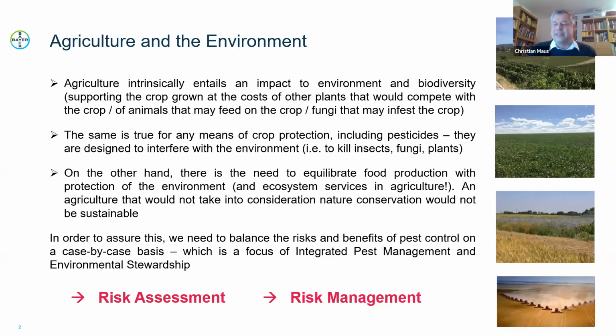On the other hand, there is a need to equilibrate food production with the protection of the environment and, of course, the protection of ecosystem services in agriculture. An agriculture that would not take that into consideration would not be sustainable. So, to ensure that, there needs to be a balance between the risk and the benefit of pest and weed control on a case-by-case basis, which is essentially the focus of integrated pest management and environmental stewardship. And this is by means of risk assessment and risk management.